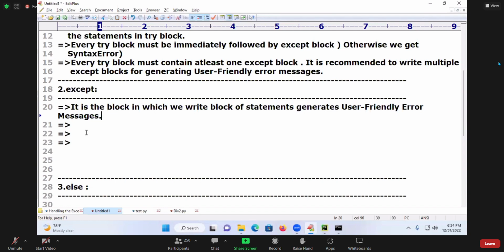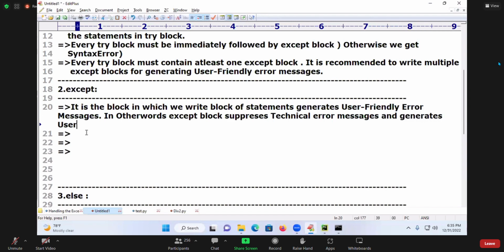Yes, user friendly error messages. In other words, the except block suppresses which messages? Technical error messages. And what does it do? It generates user friendly error messages.